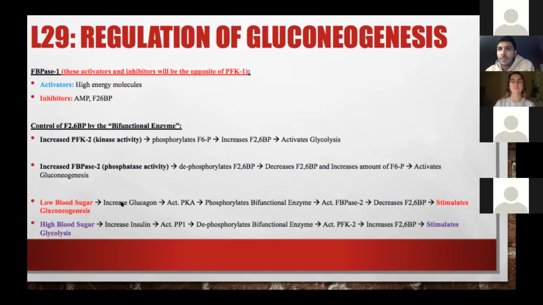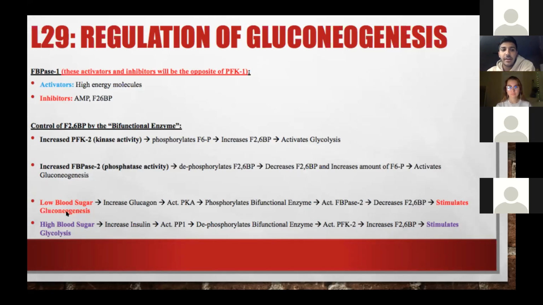If you have low blood sugar, that's going to lead to an increase of glucagon again, then PKA. PKA is going to phosphorylate. But if you don't know whether phosphorylation of the enzyme will lead to stimulation of what, you can think about it. If you have low blood sugar, you're going to want to make glucose. So you're activating gluconeogenesis. And so if you phosphorylate your bifunctional enzyme, you're actually going to be activating that phosphatase. What a phosphatase does is you're going from fructose 2,6 to fructose 6, right? You're basically popping off a phosphoryl group. And so if you decrease this, it's going to stimulate gluconeogenesis. But if you increase this, it's going to stimulate glycolysis, which is seen here.